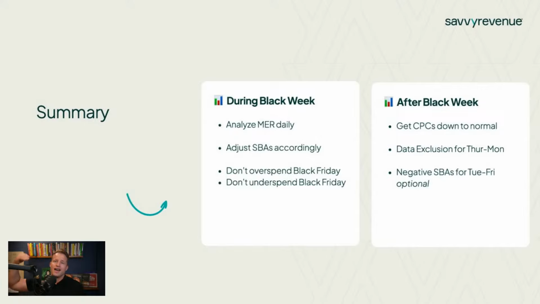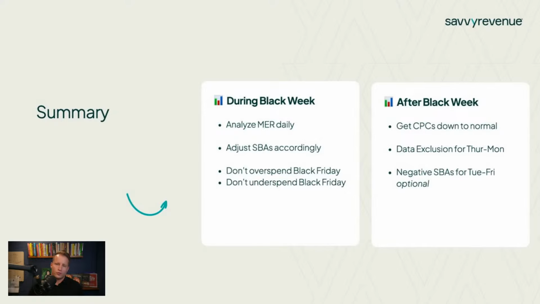During Black Week, analyze your MER or your blended ROAS on a daily basis. Adjust SBAs. A plan is only as good as the adjustments you make to it based on the live data. Make sure you don't overspend on Black Friday, and make sure you don't underspend on Black Friday. It's one of the most important things. You're not supposed to do anything else right now.